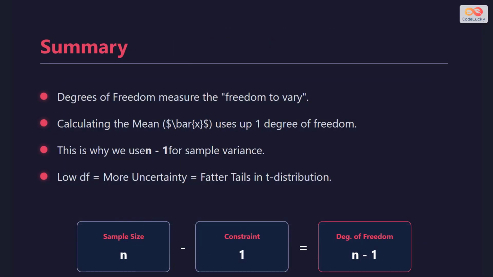To summarize, degrees of freedom measure the freedom to vary within a system. Calculating the sample mean uses up 1 degree of freedom, which is why we use n-1 for the sample variance and t-tests. Remember, lower degrees of freedom mean more uncertainty and heavier tails in your distribution. Understanding this helps you interpret statistical results more accurately.